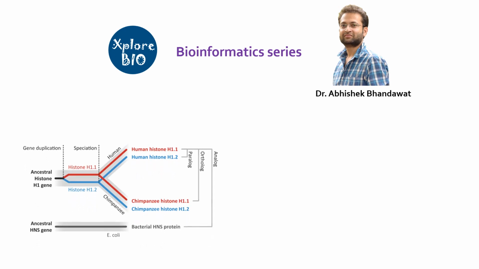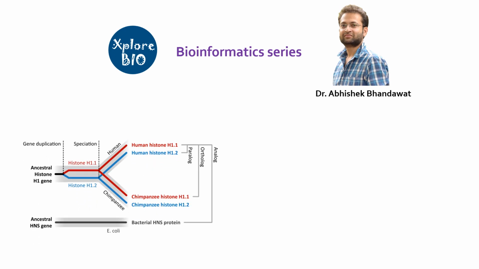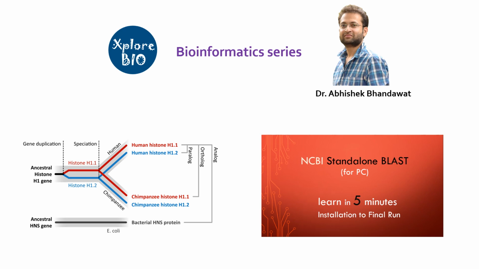A particular protein in different organisms has different sequences. One common way to search similar or homologous proteins is by performing BLAST homology search. I have made a complete tutorial on how to perform BLAST locally on your computer. Its link is provided in the description below.